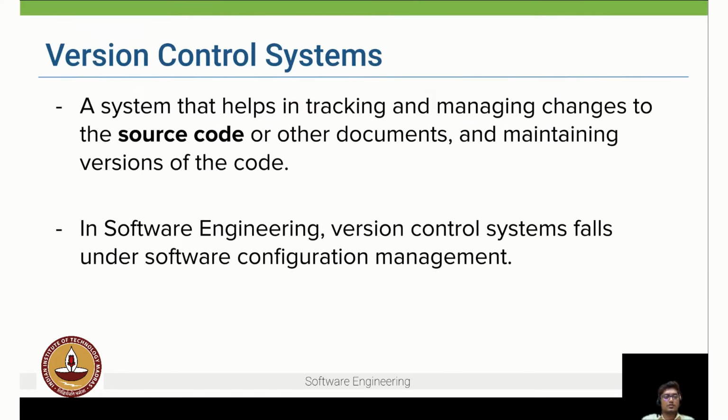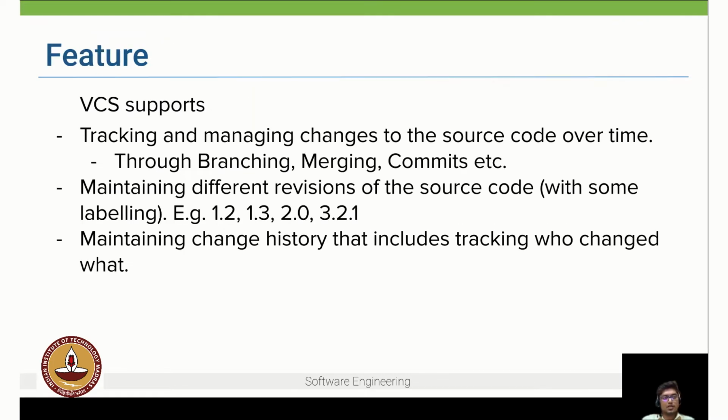A version control system is a system that helps in tracking and managing changes to the source code or other documents and maintaining the versions of the code. In software engineering, version control systems fall under software configuration management. The version control system does not make a copy for each version. They have their own mechanism, either through diffs or through snapshots, to maintain several versions and other history.